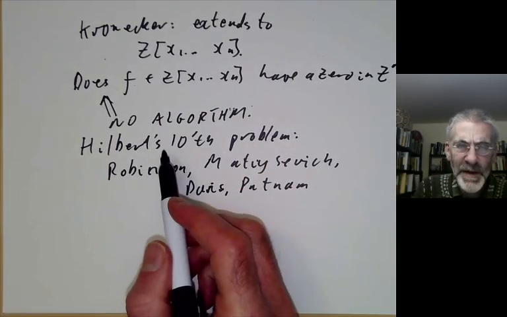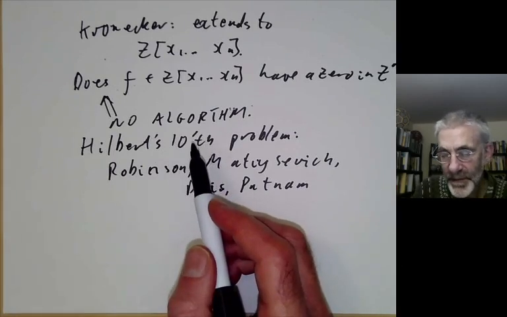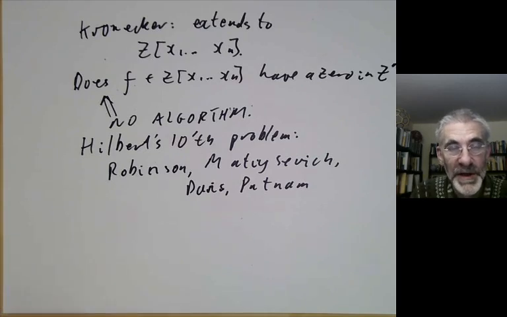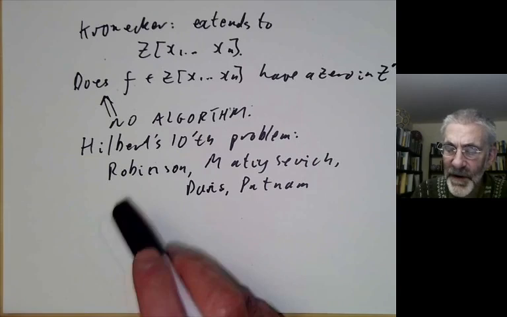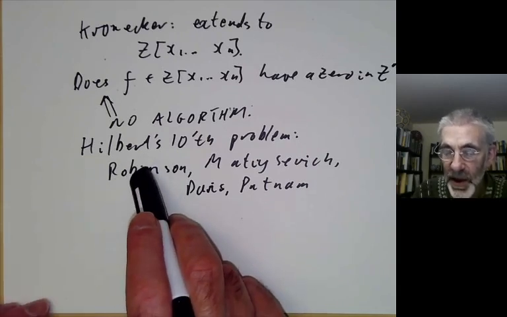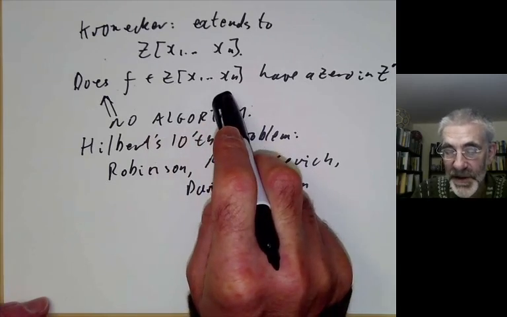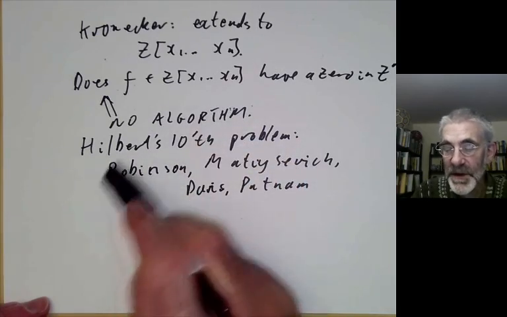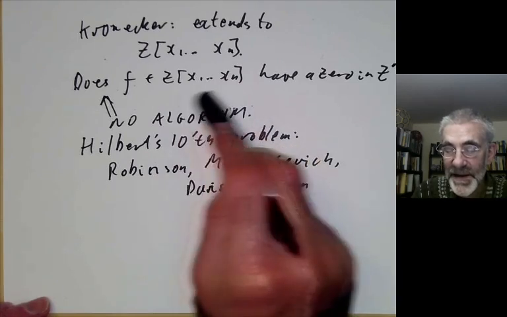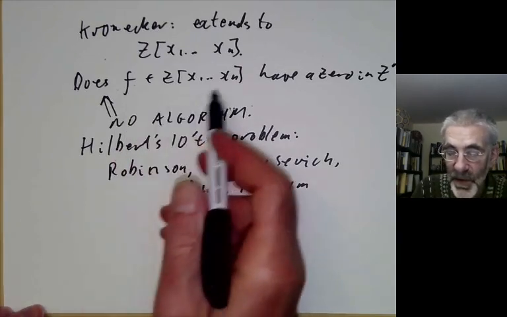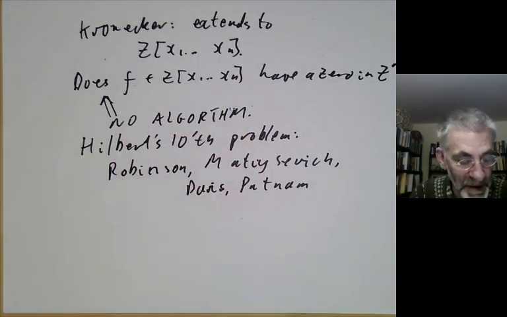Roughly speaking, what they did is this. Turing showed you can't solve the halting problem for Turing machines. There's no algorithm that will tell you whether a Turing machine halts. And roughly speaking, they showed how you can encode any Turing machine into a polynomial with integer coefficients such that the Turing machine halts if and only if the polynomial has a root. And so since the halting problem for Turing machines is unsolvable, the problem of whether a polynomial has a root is unsolvable.